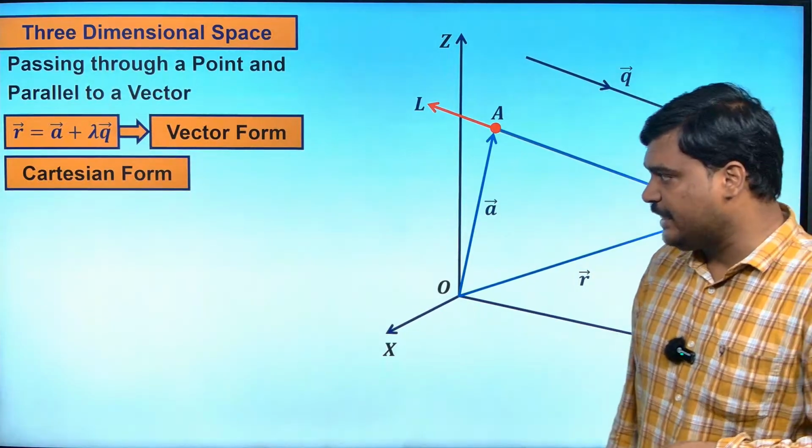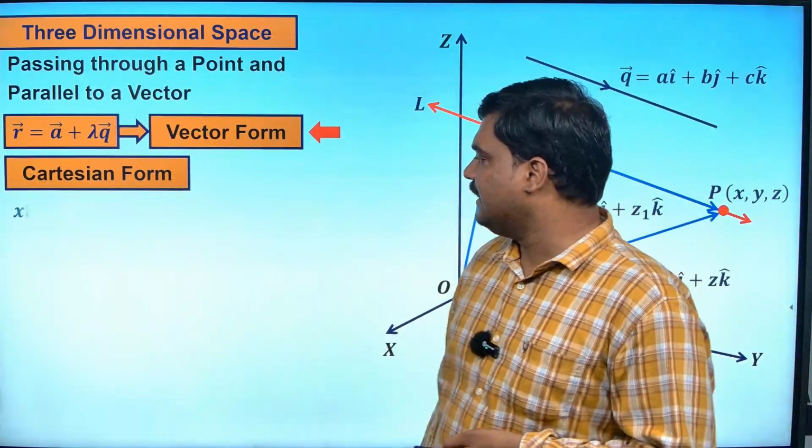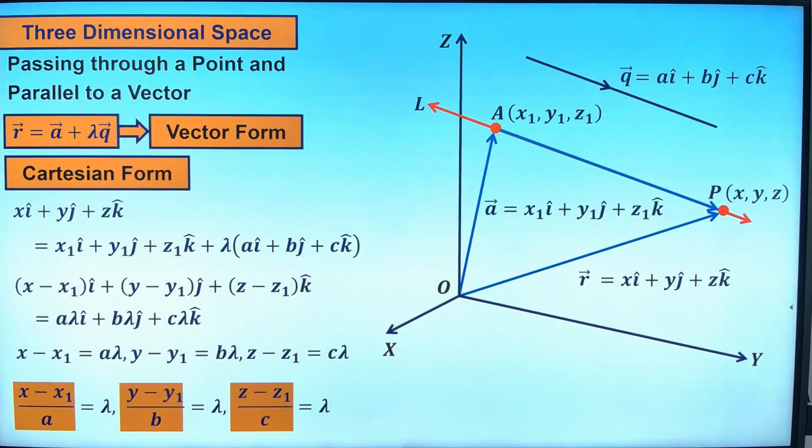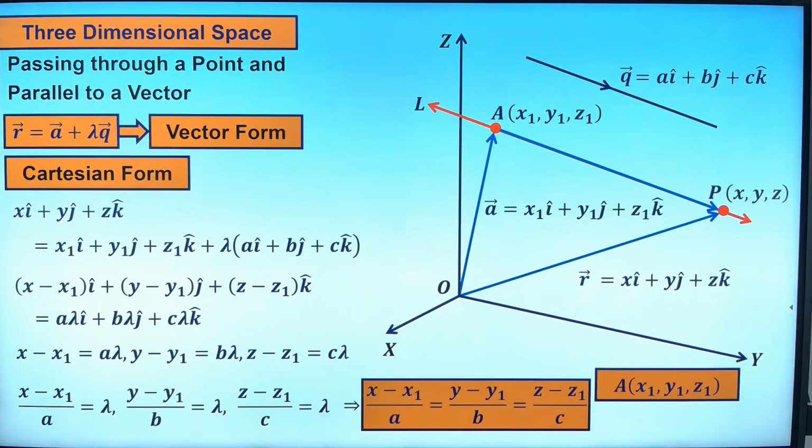And we have the Cartesian form, which is x minus x1 by a is equal to y minus y1 by b is equal to z minus z1 by c is equal to lambda. Okay, so this is the Cartesian form. We will look at this from the next class.